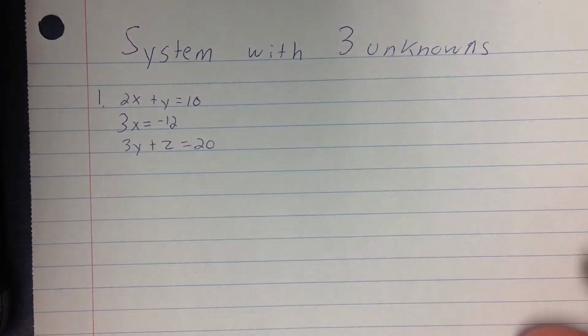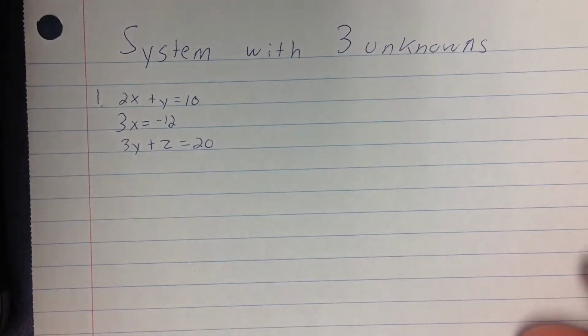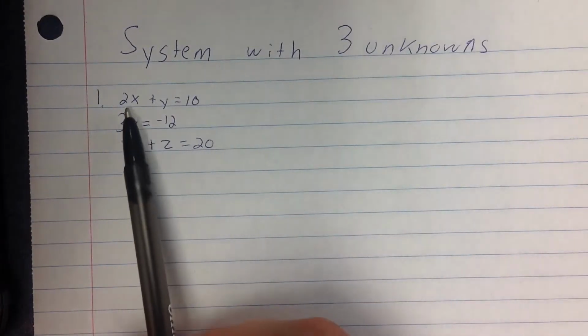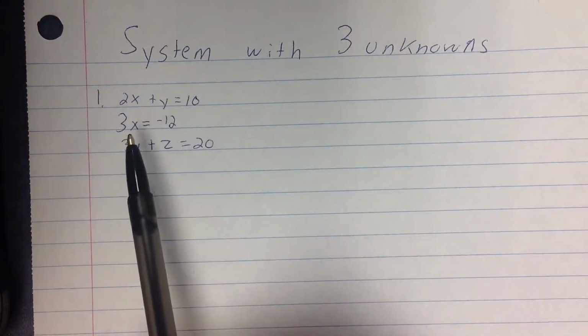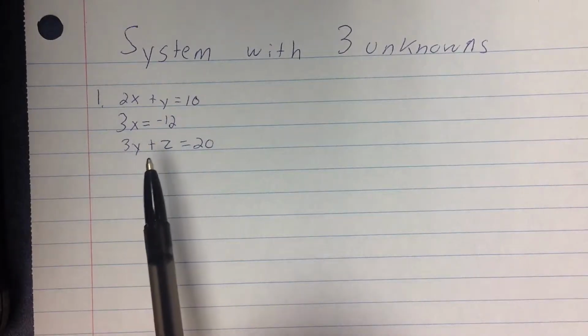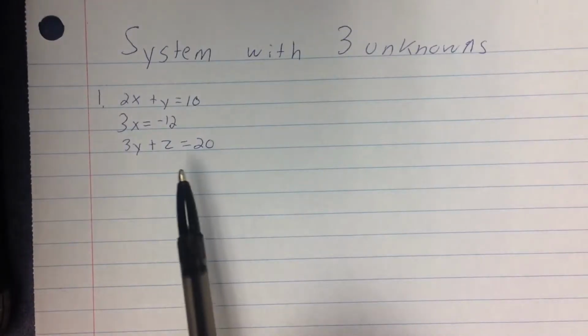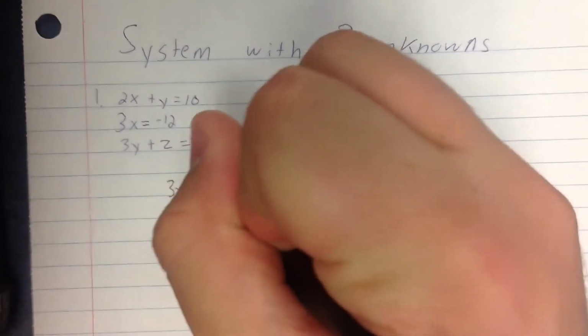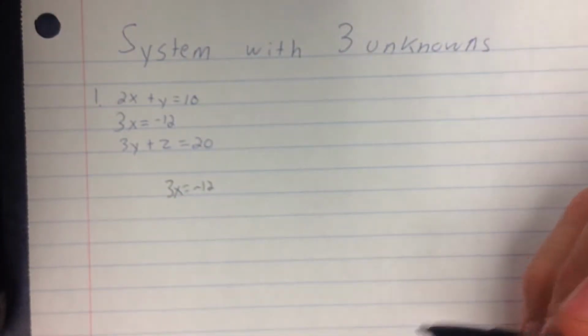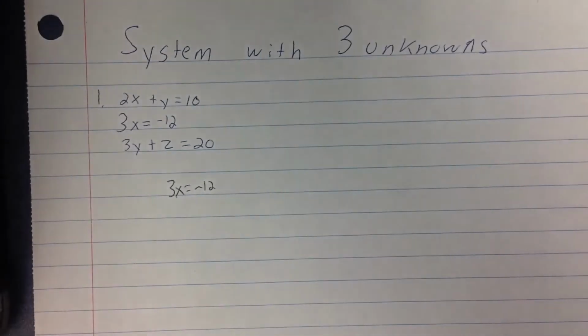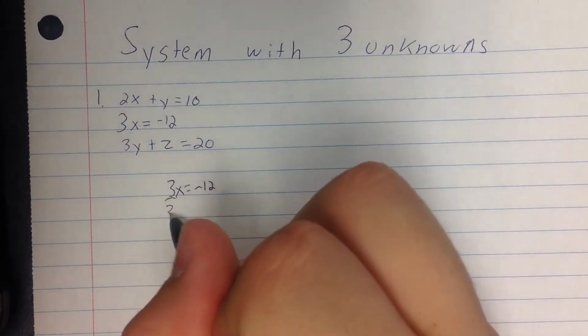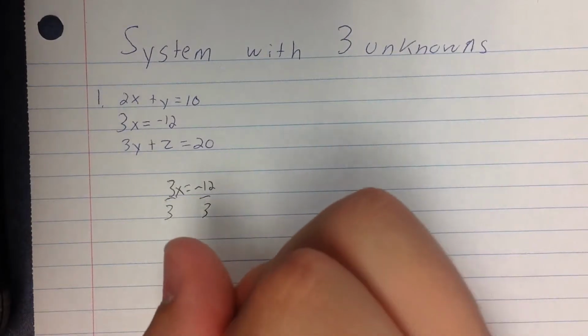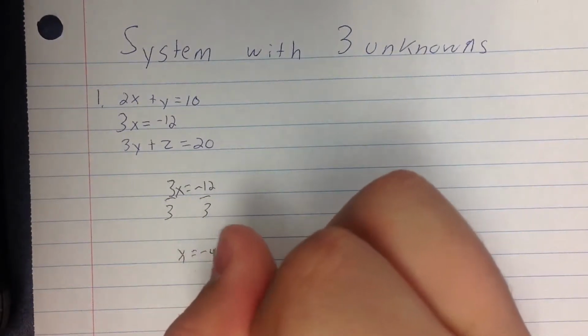Okay, now we're going to look at a couple systems with three unknowns. We're going to keep it pretty basic for right now. So I look at 2x plus y equals 10, 3x equals negative 12, and 3y plus z equals 20. With this, again, we want to find the equation that helps us the most, and that's an equation if it has one variable only. So the 3x equals negative 12 is the most beneficial equation because I could just divide by 3 and get x equals negative 4.